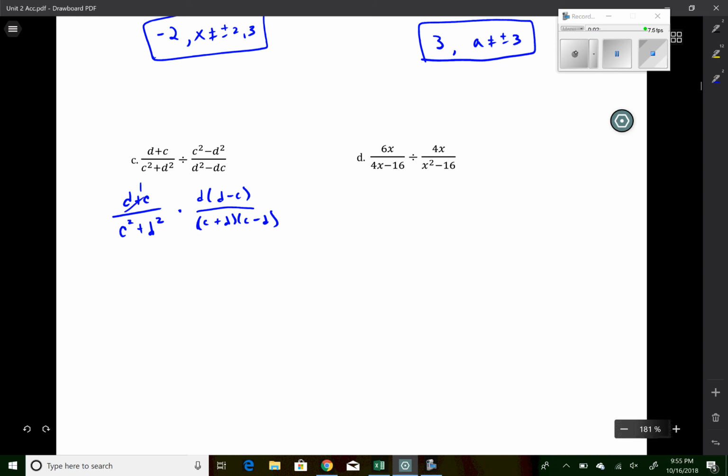So that reduces to 1. D is reduced to a -1. Nothing left to do, so I'm left with -d divided by c squared plus d squared. Now let's talk about those undefined values. So for c plus d, I'm going to get a c cannot equal -d. And for c minus d, I'm going to get a c can't be positive d. So I got c can't be plus or minus d.